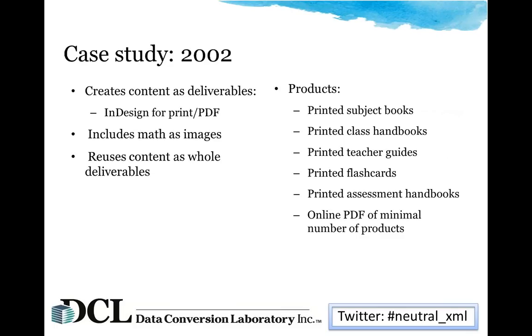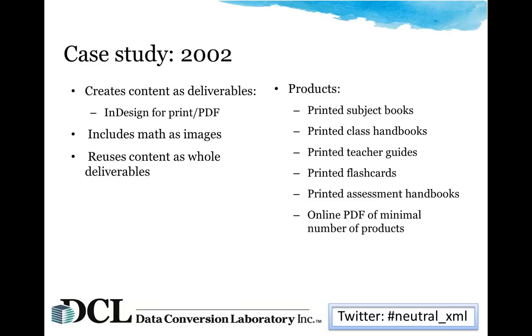In 2002, what did you have to create? Well, probably you just had to create deliverables that were books. And chances are you used InDesign or some other PDF-specific layout control tool that allowed you to design a beautiful book. And that's what you sold. And you probably included your math, if you have math, for teaching science or math, as images. And if you need to reuse any information, you're going to reuse the whole thing. You might have actually done an online PDF, but not many folks were.